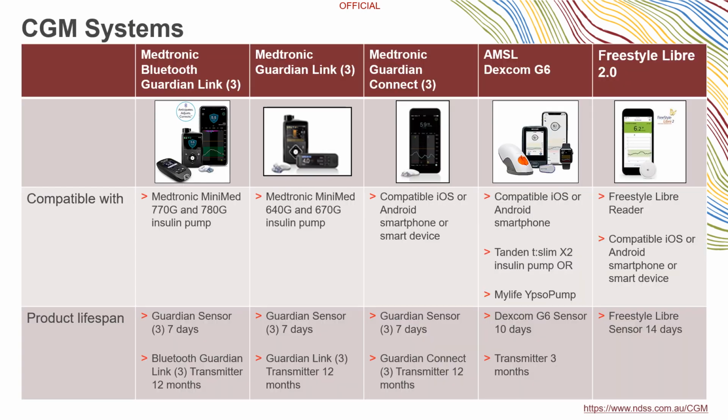In Australia, any person with diabetes can access CGM systems. However, via the National Diabetes Services Scheme, only those with type 1 diabetes can access either fully or partially subsidised consumables. The table offers you the current CGM systems available in Australia, which are either compatible with an insulin pump, a smartphone or smart device, or a reader. The lifespan of the consumables does vary, with the sensor lifespan between 7 and 14 days, and the transmitter, which connects to the sensor, between 3 months and 12 months.